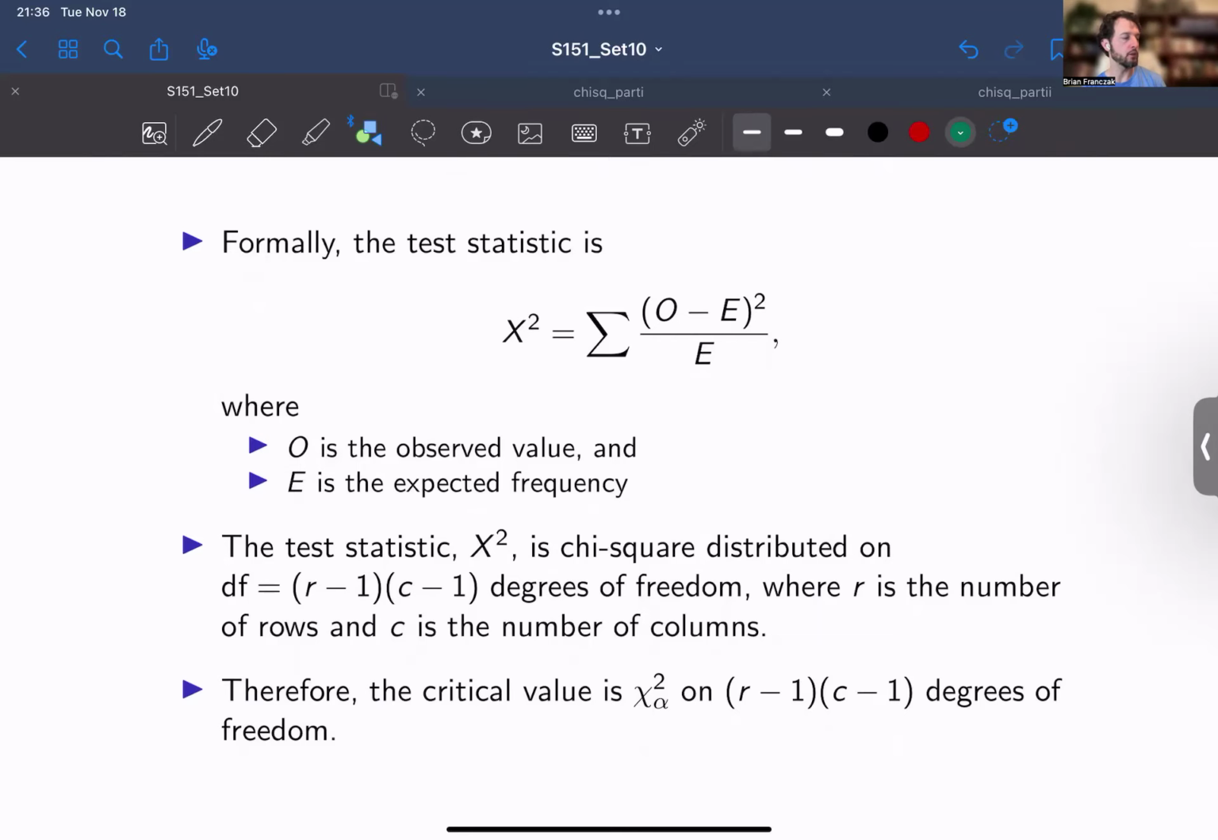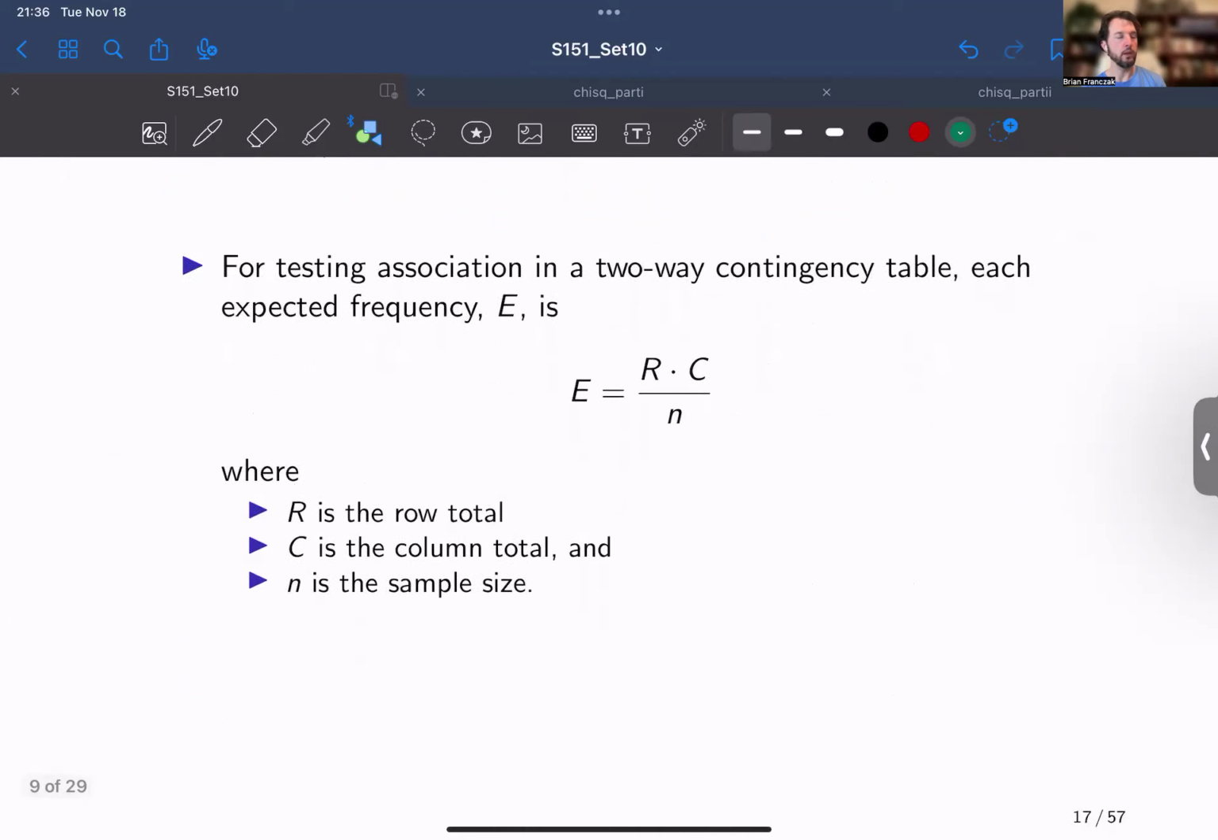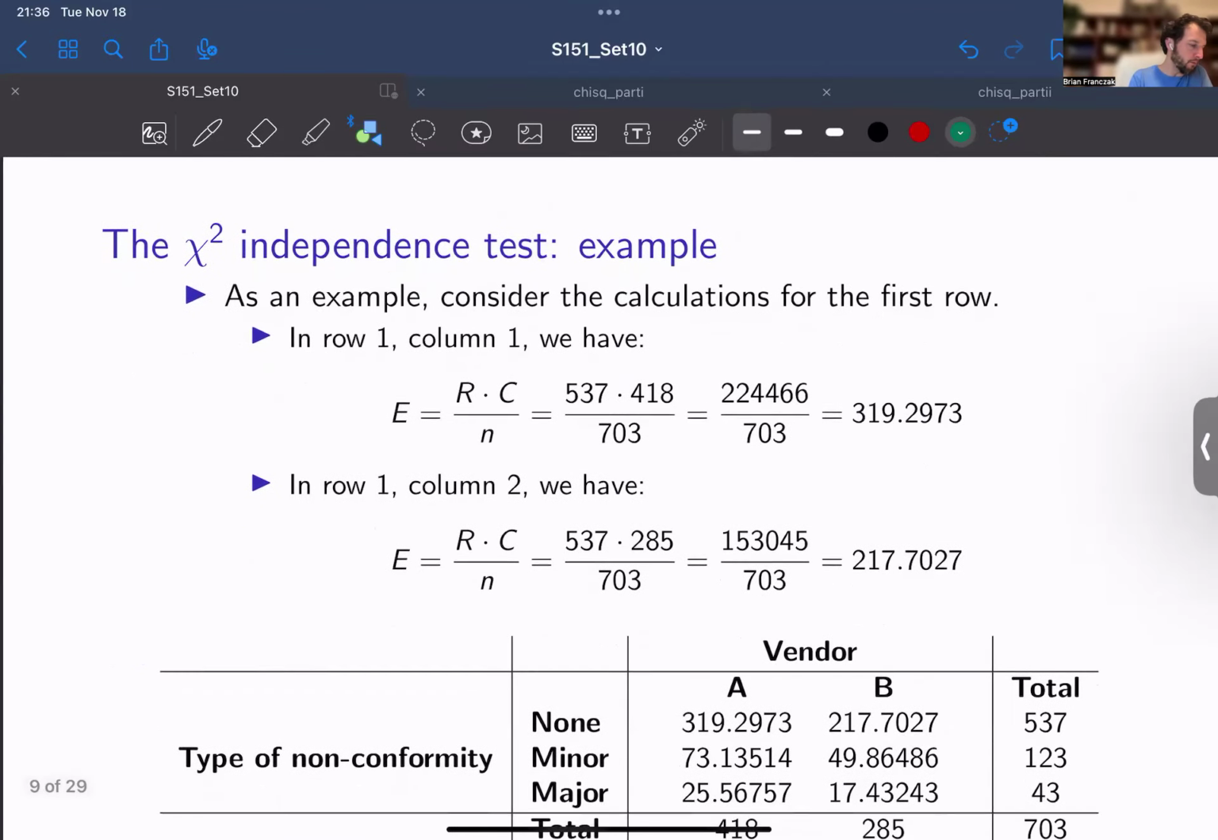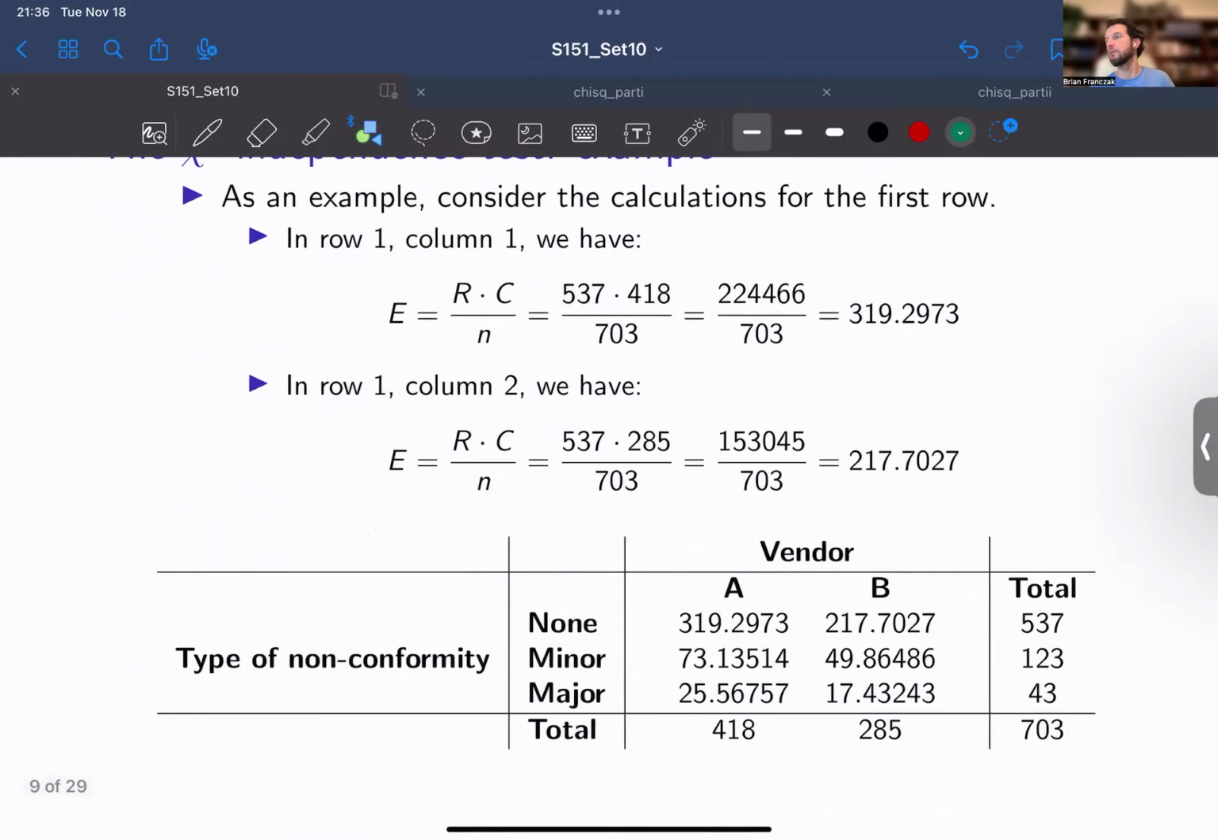The expected value calculation is also unique. So what we do here is we take the row sum, we multiply by the column sum, and we divide by the sample size for the entire contingency table. We have to do this for each entry within the table. For example, you can see here, if we wanted to find the expected value for row 1, column 1, we would take the row total, which is 537. We'd multiply by the column total, which is 418, and we divide by the sample size, which is 703, right?